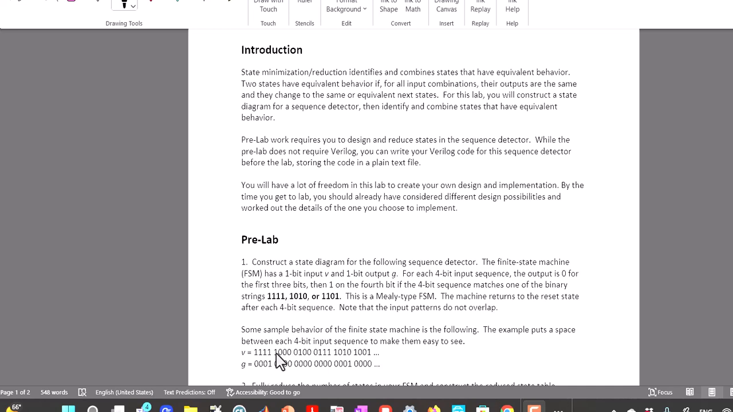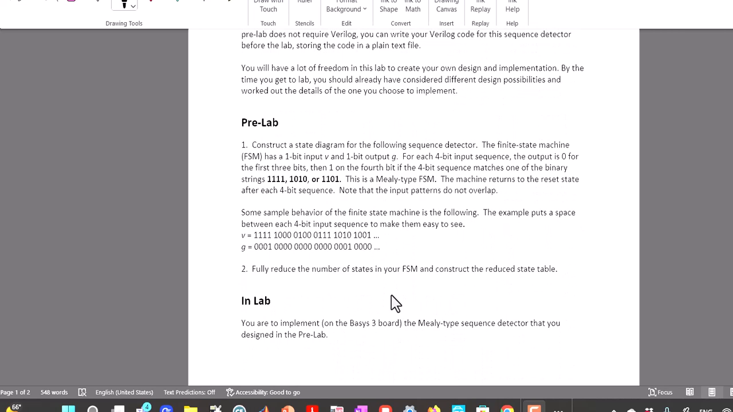Then you start over again, and you have 1, 0, 0, 0, and that does not match any of those, so the 4th bit output is still 0. 0, 1, 0, 0, again, does not match them, so zeros for all the outputs. 0, 1, 1, 1 does not match. But then 1, 0, 1, 0 is one of the sequences, and so on the 4th bit you get the output of 1. So that's how it works.